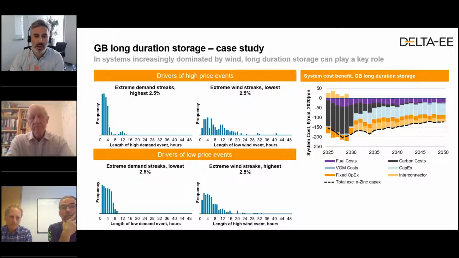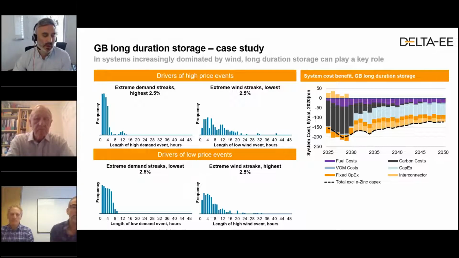Yeah, so I guess we're increasingly seeing investors and developers interested in the proposition of long duration storage. And I guess the charts on the left here are just showing why long duration storage has a role to play. You're basically showing how often is demand really high and how often is demand very low versus how often is wind very low and wind very high.